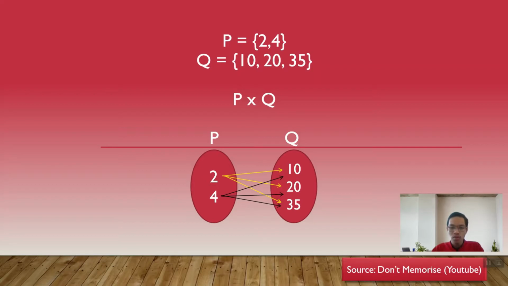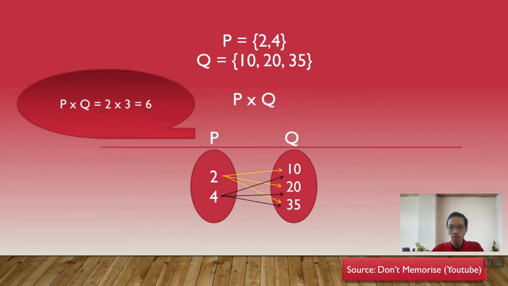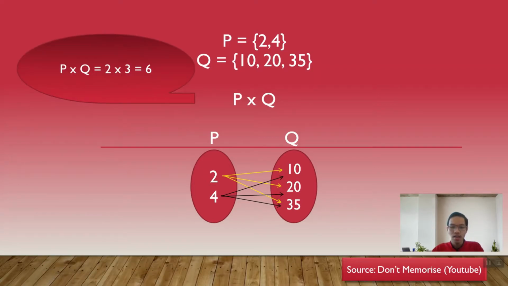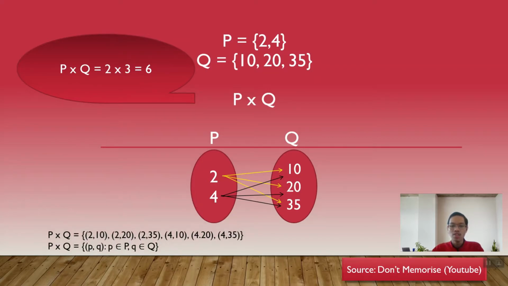So P cross Q is the set of the following ordered pairs. We see that element 2 is paired with all elements in set Q. Same goes to element 4. It is paired with elements 10, 20, and 35. We can write it using the set builder form.